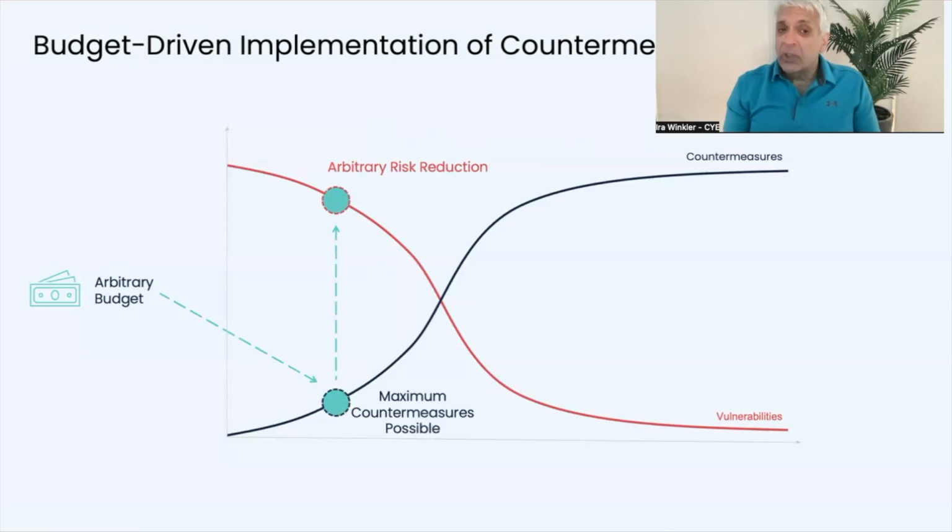Unfortunately, I could tell you, most people don't even know what that risk reduction is. They don't put a number on it. They just know that they are given an amount of budget, and that's the countermeasures they put in place. And that's where they are. Now, what does that mean from a business perspective? What is the hard return on investment? You don't know what that hard return on investment is, but that's budget-driven implementation of countermeasures.